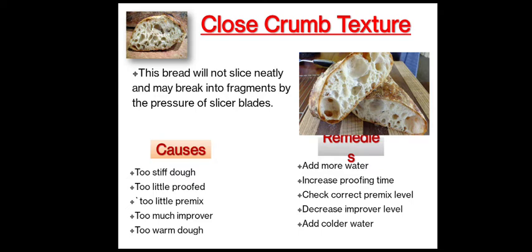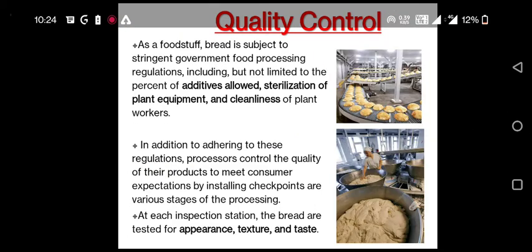Here are some remedies. First is add more water. Second is increase proofing time. Third is check correct premix level. Fourth is decrease improver level. Fifth is add colder water.